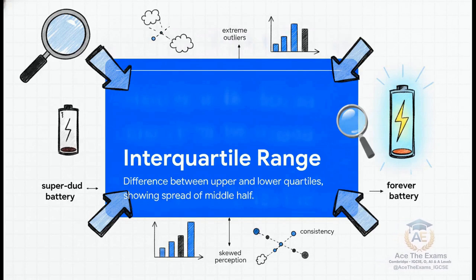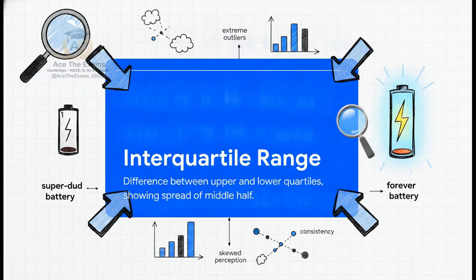They let us calculate what's called the interquartile range, or IQR for short. Now, you might be thinking, why not just find the total range? Take the absolute highest number and subtract the lowest. Well, the total range is risky. One super dud battery or one miracle battery that just won't quit will completely mess up your data.